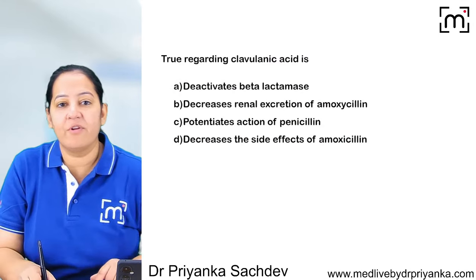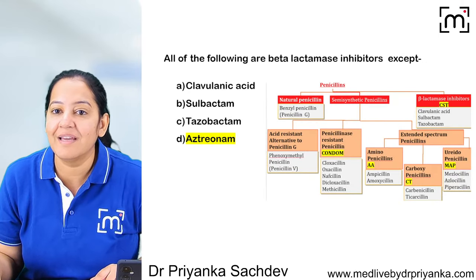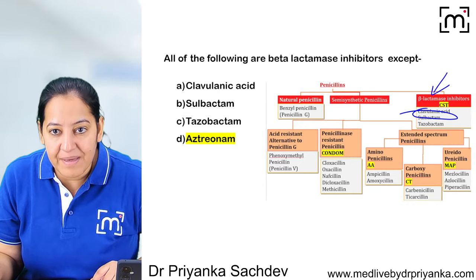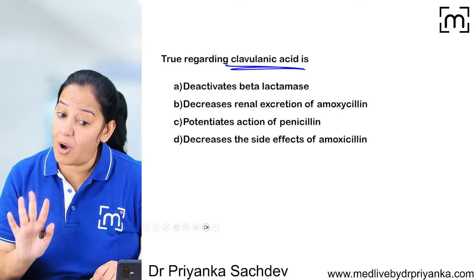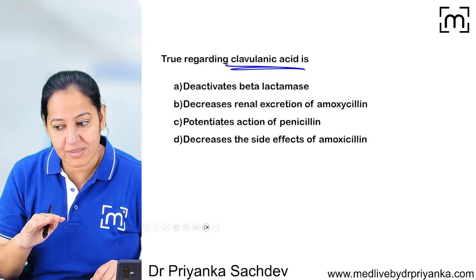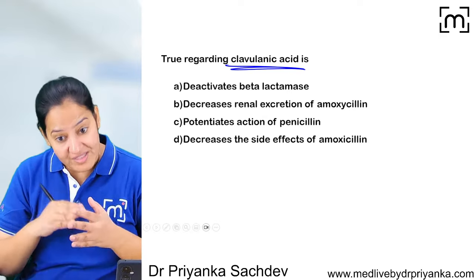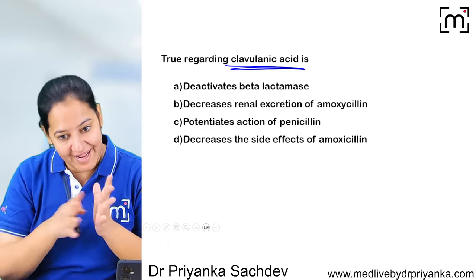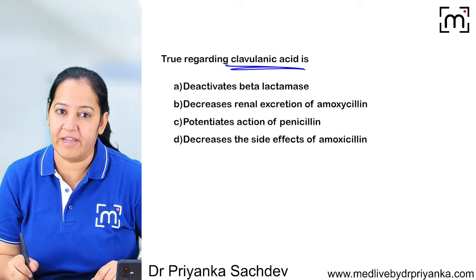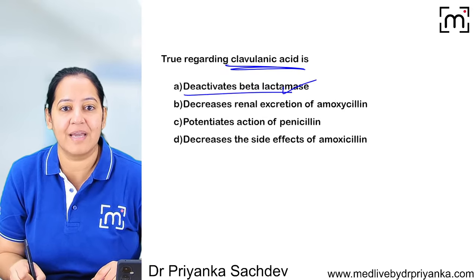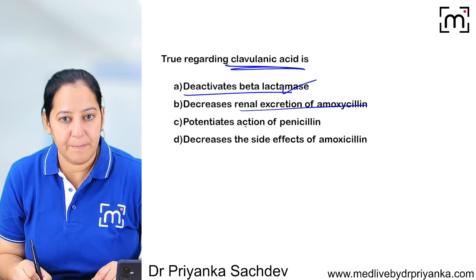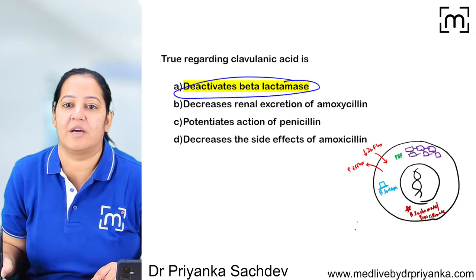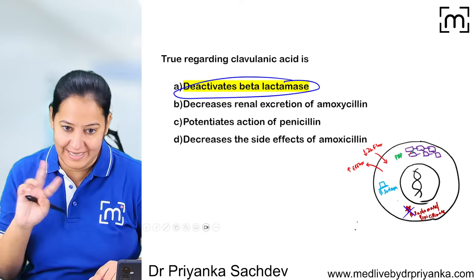What is true regarding clavulanic acid? First thing you should understand, what is clavulanic acid? Here is the clavulanic acid, the C of Chhatrapati Shivaji Terminal. It is not a penicillin. It is a beta-lactamase inhibitor. It is a side hero. I call them side heroes. They are not main heroes. They sacrifice themselves to protect the main hero. First they enter inside the bacteria and kill the enzyme. They also get killed by the enzyme. Both kill each other and make the way for the main hero so that the main hero can come safely. They deactivate the enzyme. Do they decrease the renal excretion of amoxicillin? Do they potentiate the penicillin, or decrease the side effects of amoxicillin? The best answer is they deactivate the beta-lactamase enzyme. Both kill each other. These are the side heroes.